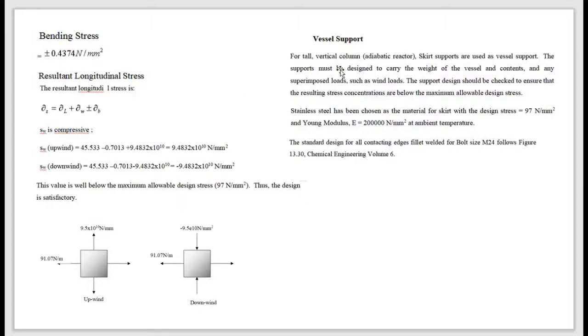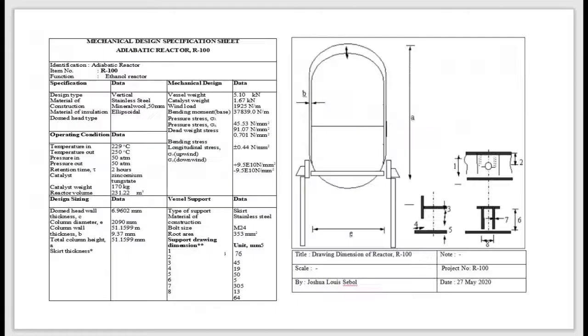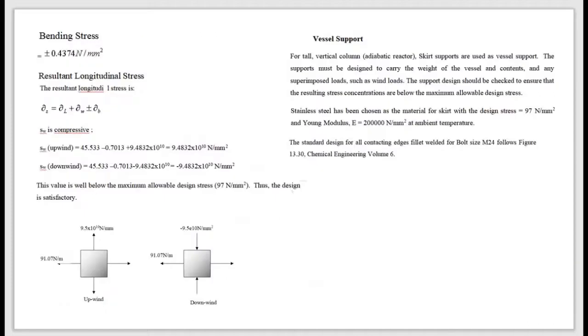And finally we determine the vessel support. As stated here, stainless steel has been chosen again for the material type for the skirt. And what this last statement means is that all these values are taken from the book. That's why there is this 1 2 3 4 5 6 7 8 here. So that's all for the first one.